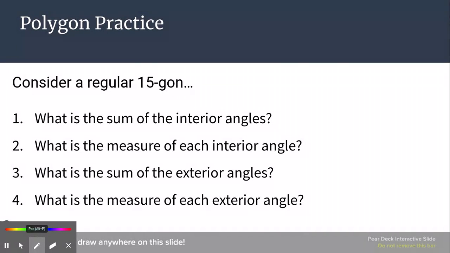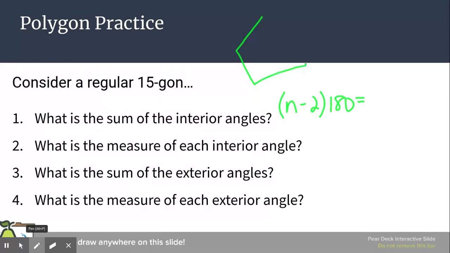But first, it says consider a regular 15-gon, so we have 15 sides. What is the sum of the interior angles? Well, we want to use the formula n minus 2 times 180 to get there. Right, the number of sides minus 2 times 180. Where does this n minus 2 come from?